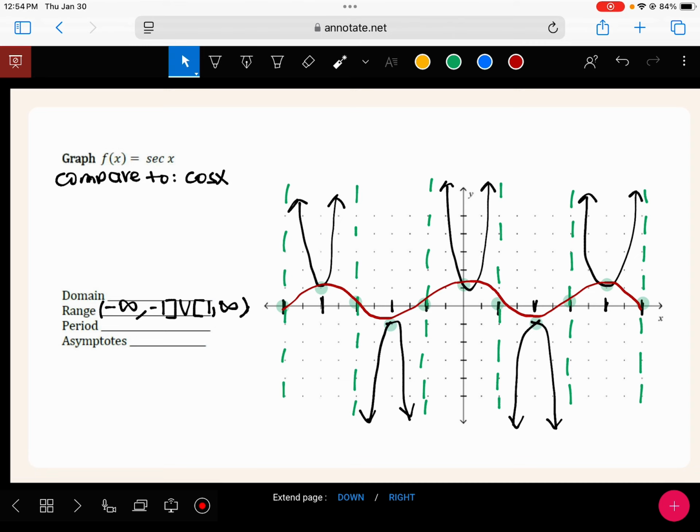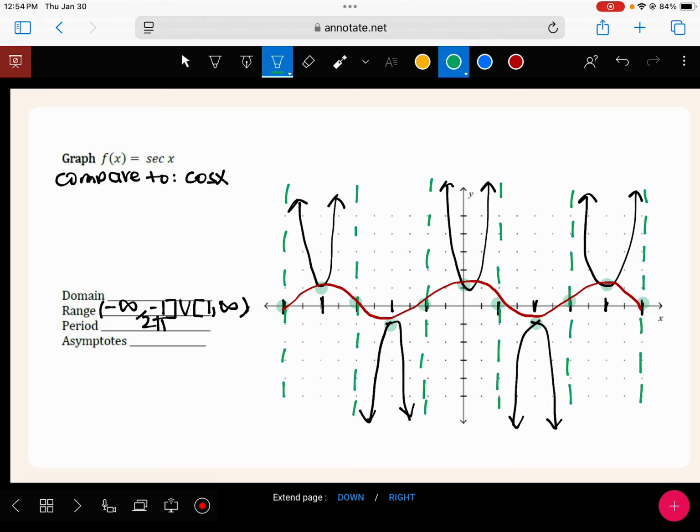Because if you look at those peaks and valleys, those are going to go on forever and ever and ever, down or up to positive or negative infinity. They just won't touch the lines. Did we have a b value on this graph? No, we did not. So our period gets to still be 2 pi.